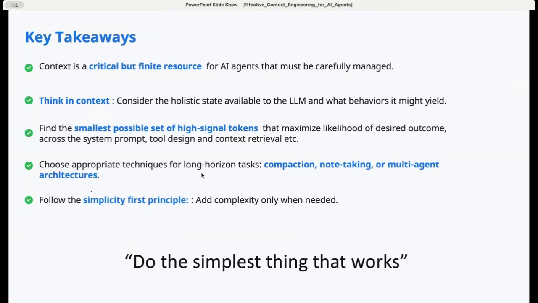Yes, to handle long-horizon tasks, you need to think about compaction and note-taking. This is commonly used in developing any AI agent, or multi-agent architectures, right? So that you can even parallelize some agentic processing to reduce the user response time. Yeah, so for the last message, I think you can just walk away with this one sentence: simplicity first principle, and only add complexity when needed.